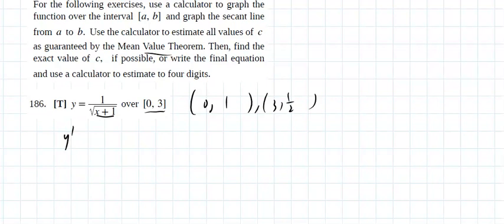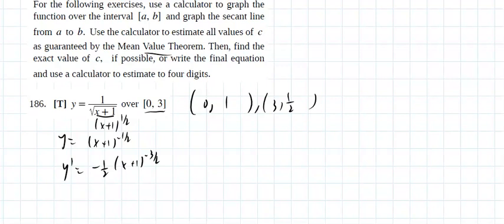And what's the derivative? Now, I could use the quotient rule, or I could say y is actually x plus 1 to the 1/2. If you move it up, that's x plus 1 to the negative 1/2. So either way, the derivative is bring the power down, subtract 1 from the power. So f prime is negative 1 divided by twice the square root of x plus 1 cubed.